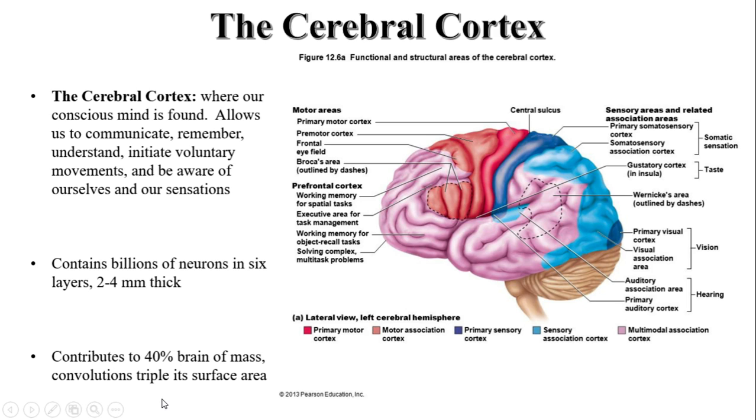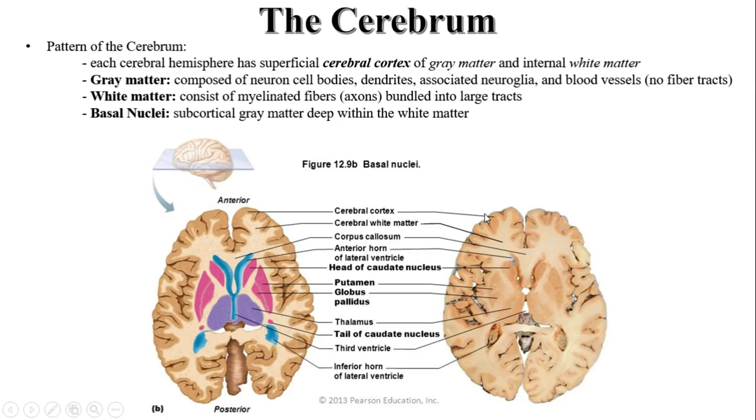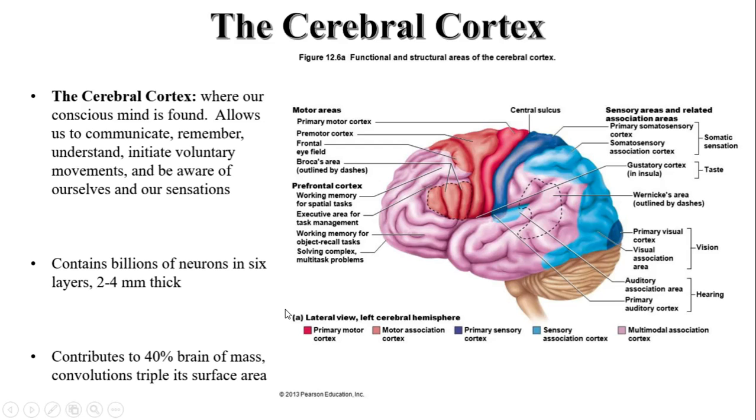Although looking at it here, the cerebral cortex doesn't seem to take up that much room, and the white matter looks like it has more mass, the cortex actually composes 40% of the brain mass. The reason is that it's highly folded. These convolutions actually triple the surface area of the cerebral cortex, which explains why it's 40% of the brain mass.